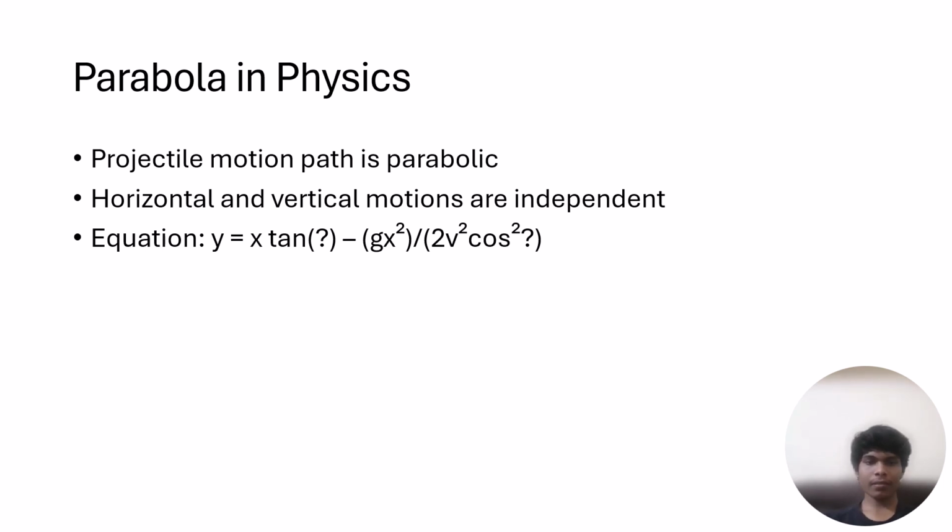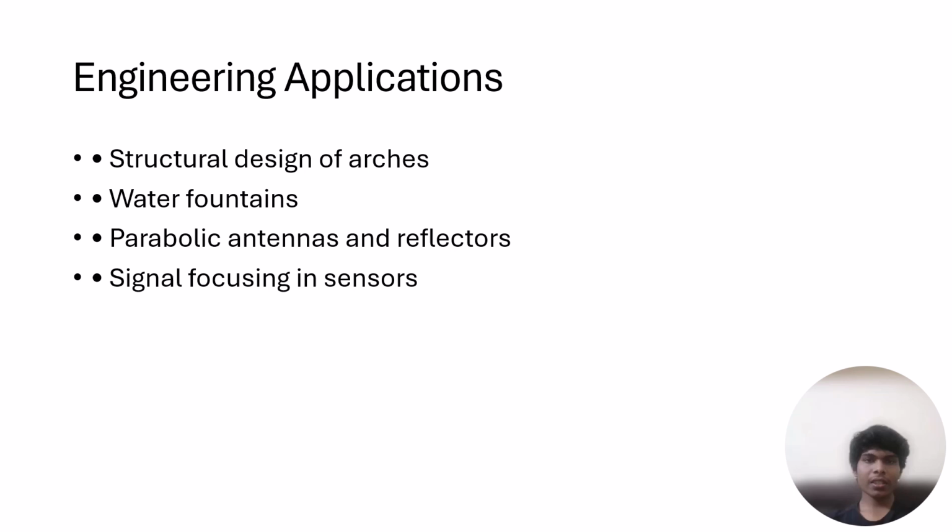Parabola in physics. We use the parabola in physics as projectile motion. The path is parabolic, and horizontal and vertical motions are independent. The equation is y is equal to x tan theta minus g x square by 2 v square cos square theta. Engineering applications of parabolic equations are structural design of arches, water fountains, parabolic antennas and reflectors, signal focusing sensors, etc.